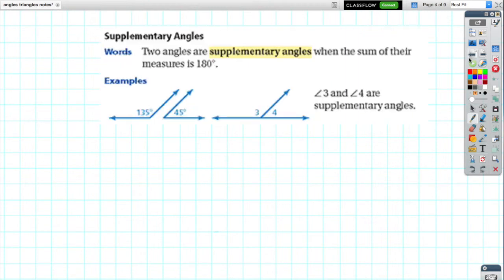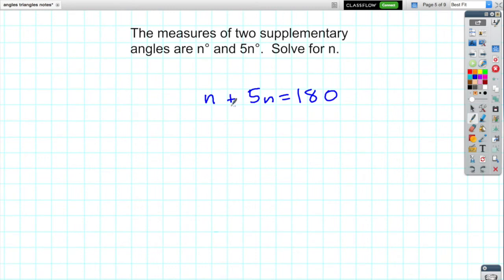So if you want to visualize that, and I'm going to just put it on this picture, let's call this one n, and then this one is 5n. That's what our visual would look like. Okay, so here, simplify and solve. 6n equals 180, divide by 6, and n equals 30 degrees. So that makes this angle 30 degrees, makes the other one 5 times 30, which is 150, and they add up to 180. All right, so that's our piece on angles, complementary and supplementary angles. Now let's take a look at triangles.